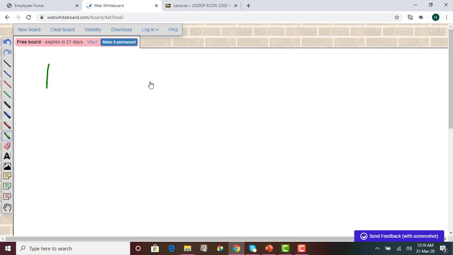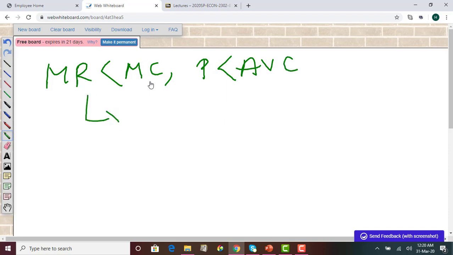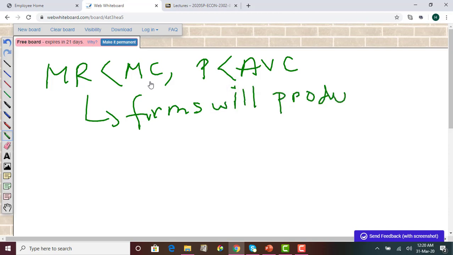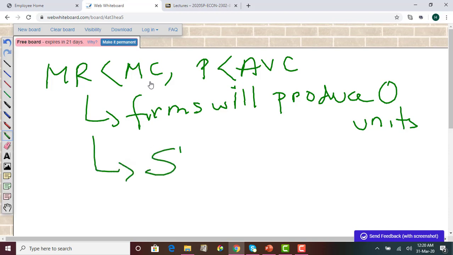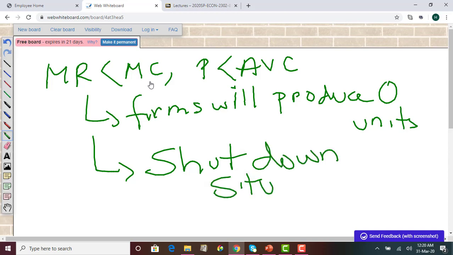Okay, and then we have the third condition, which basically says if MR is less than MC and price is also less than average variable cost, then firms will produce zero units. In this case, the firm will not operate in the market at all. It is known as the shutdown situation. Okay, so they are unable to cover their fixed costs. They are making so many losses that it does not make any rational sense for them to stay in the market. Okay, so that's why they will produce zero units.